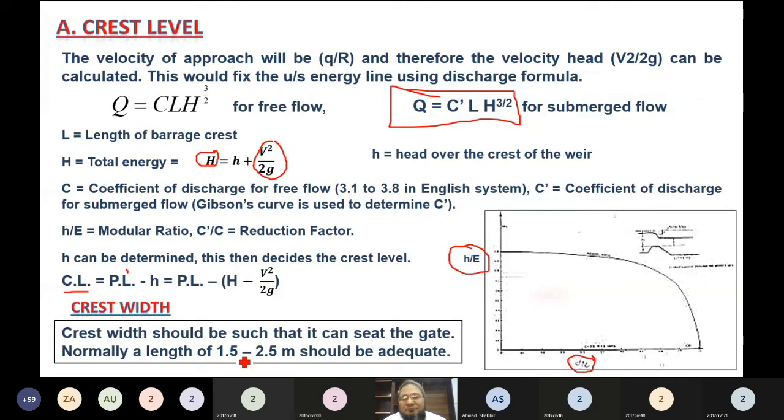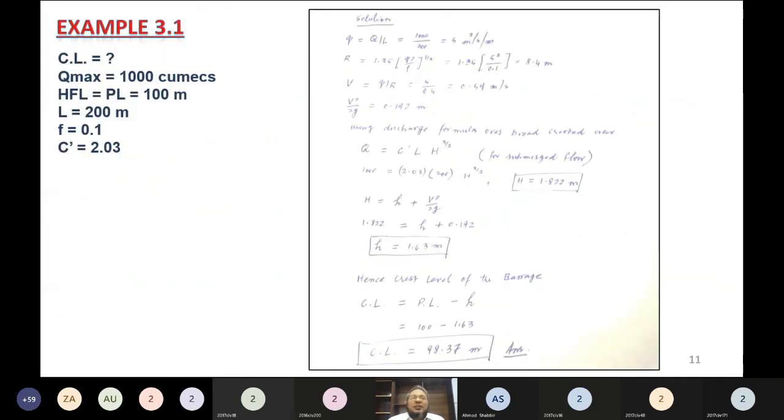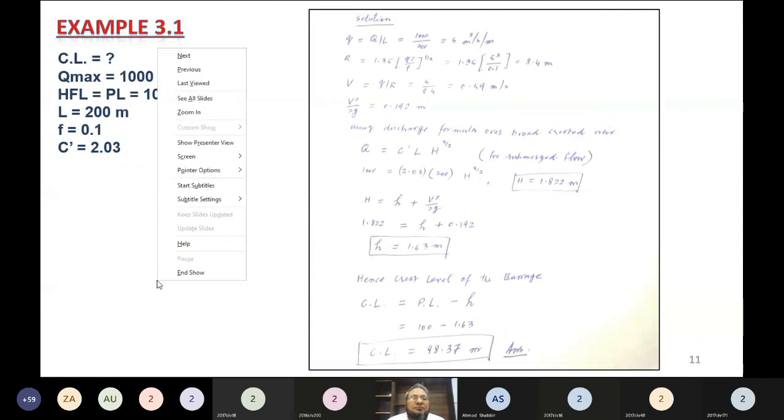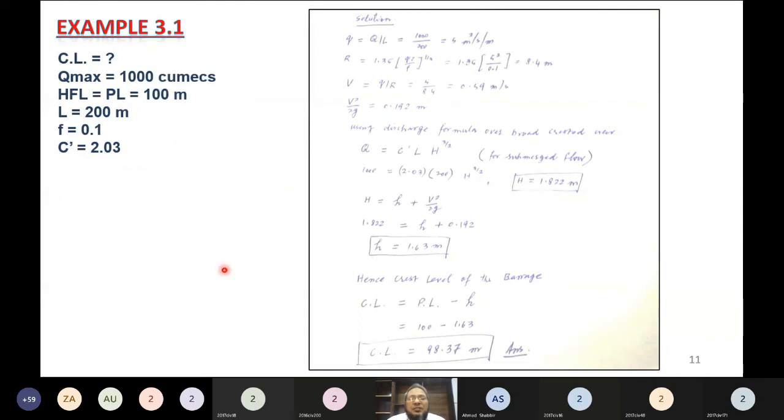Is that clear? Now we would like to solve a numerical on how to fix the crest level of the weir. So find the crest level. Q max is given, high flood level is given, length of the weir is given, and the value of F is given, and the C dash is given. This is the coefficient of discharge for submerged flow.